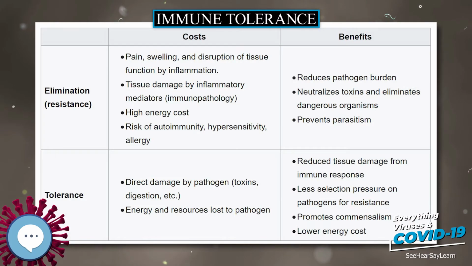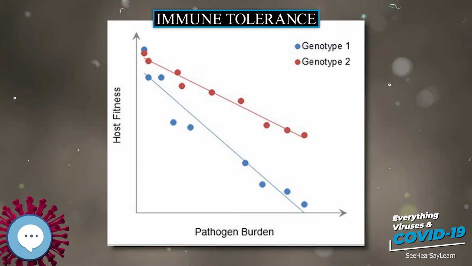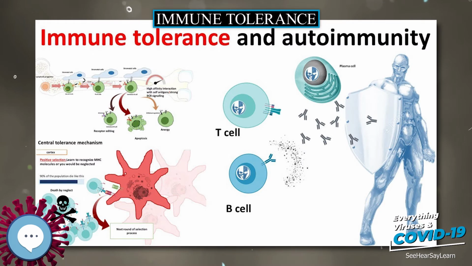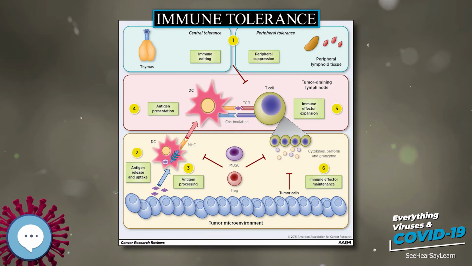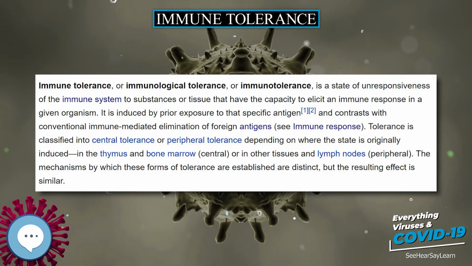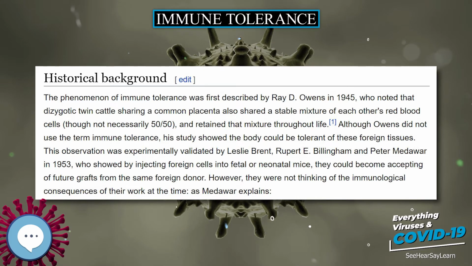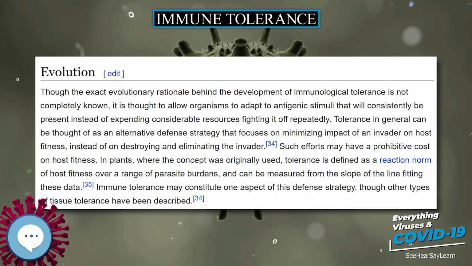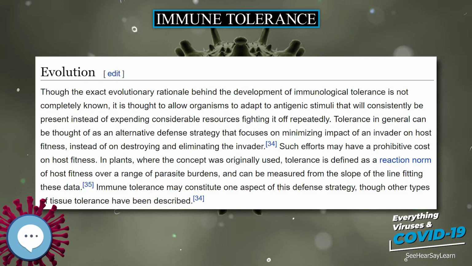Historical background. The phenomenon of immune tolerance was first described by Ray Owen in 1945, who noted that dizygotic twin cattle sharing a common placenta also shared a stable mixture of each other's red blood cells, though not necessarily 50-50, and retained that mixture throughout life. Although Owen did not use the term immune tolerance, his study showed the body could be tolerant of these foreign tissues. This observation was experimentally validated by Leslie Brent, Rupert E. Billingham and Peter Medawar in 1953, who showed by injecting foreign cells into fetal or neonatal mice, they could become accepting of future grafts from the same foreign donor.